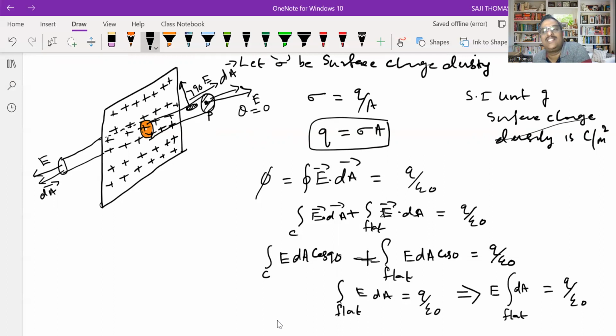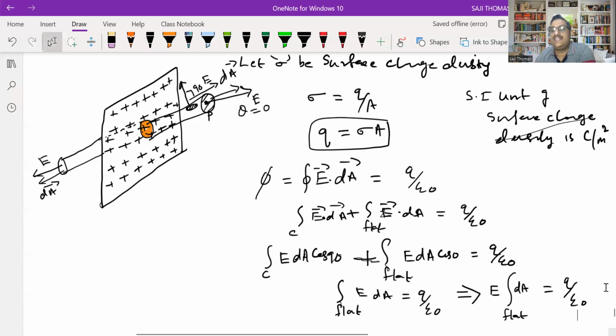But remember, for this cylinder, there are two flat surfaces. So what will be integral dA? It will be 2 into A. If you take integral dA, that will be the total area of the sheet, right? But into 2, because there are two flat surfaces for the cylinder. Or the sheet also, there are two surfaces, right? One this and the other on the opposite side.